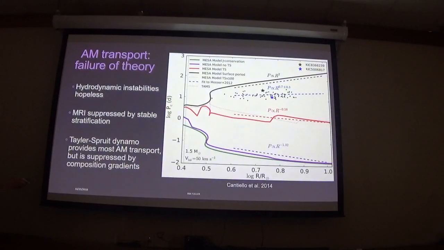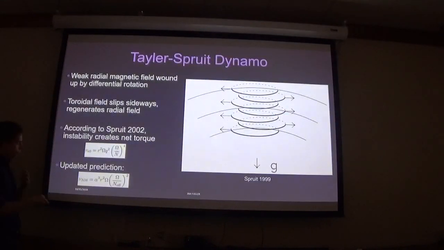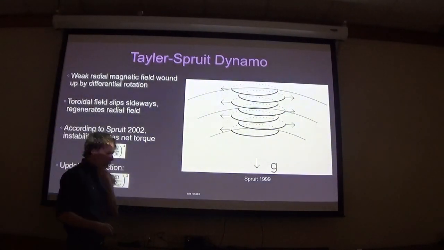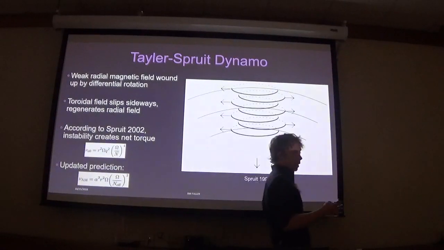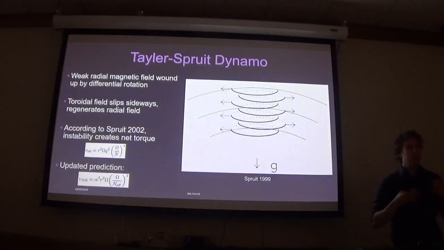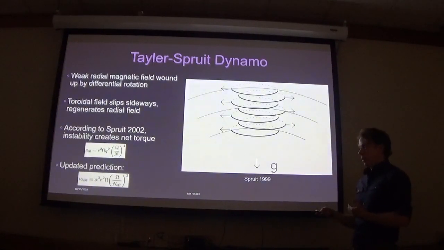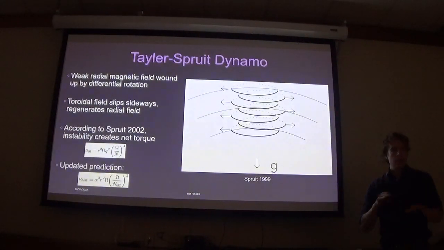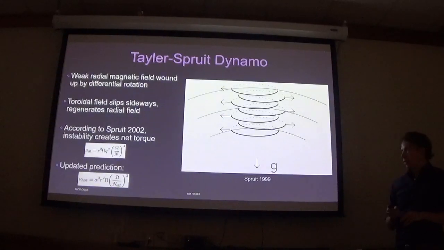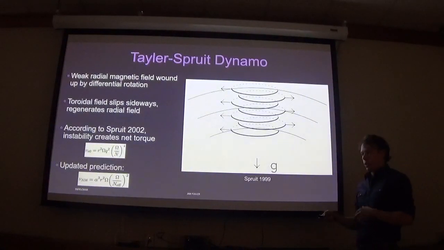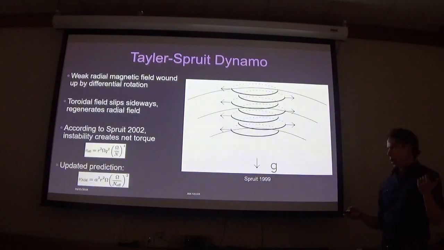This is what Matteo showed in a paper a few years ago. So we need something even more efficient than this Taylor-Spruit dynamo. The explanation I've been working on is that the Taylor instability does occur in these stars, but it actually saturates in a different manner than predicted by Spruit. What I find is that the instability should be able to grow to larger amplitudes, and so you actually get more torque than Spruit predicted.